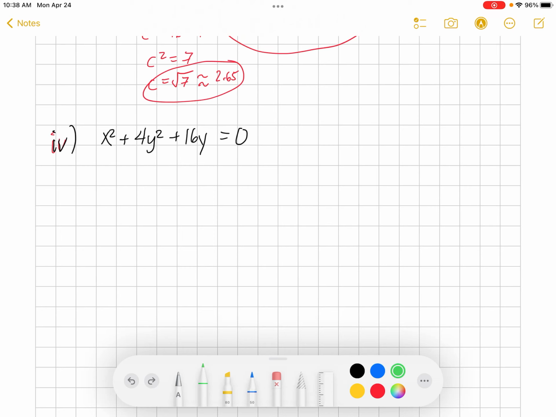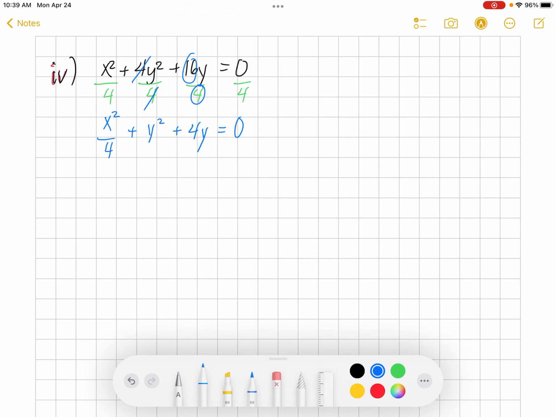But the y squared has a 4 in front. So we're going to eliminate that. We're going to divide everything by 4, to eliminate that 4 in front of the y squared. So that's going to give us x squared over 4. Here the 4s cancel. We get y squared plus 16 over 4, that's going to be 4y, equals 0 divided by 4, that's 0.